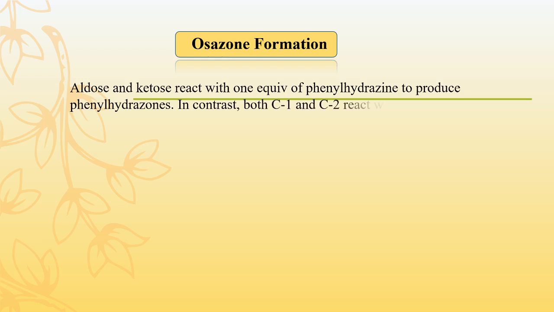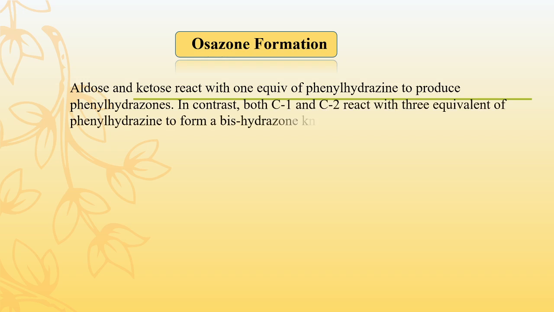You can define it like this: aldose and ketose react with one equivalent of phenylhydrazine to produce the phenylhydrazone. In contrast, both C1 and C2 react with three equivalents of phenylhydrazine to form a bishydrazone known as the osazone. That means initially we have our carbohydrate, a sugar molecule, and we react it with phenylhydrazine. So phenylhydrazine means what?